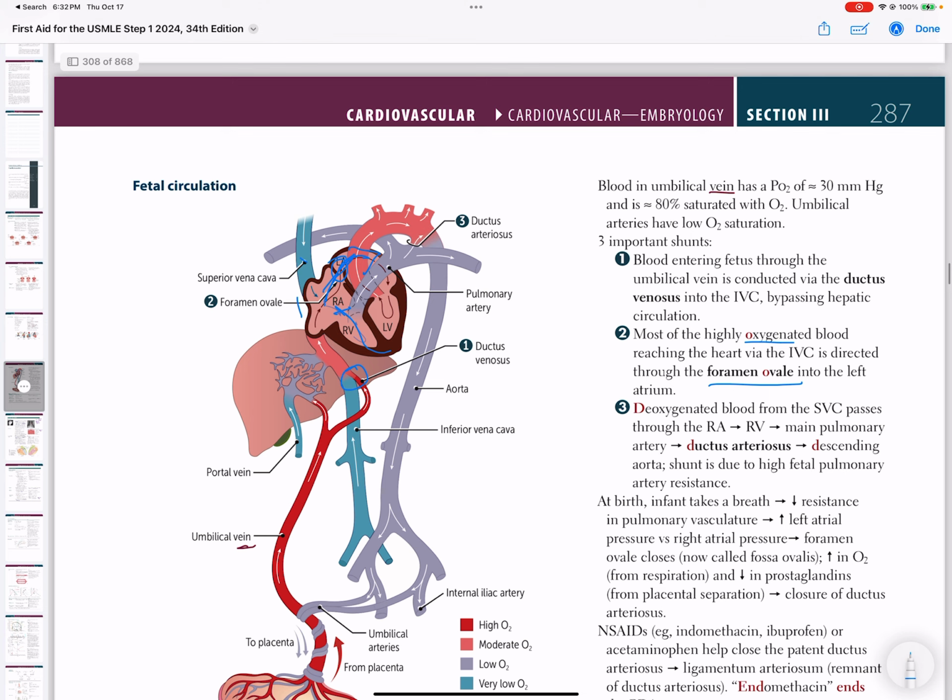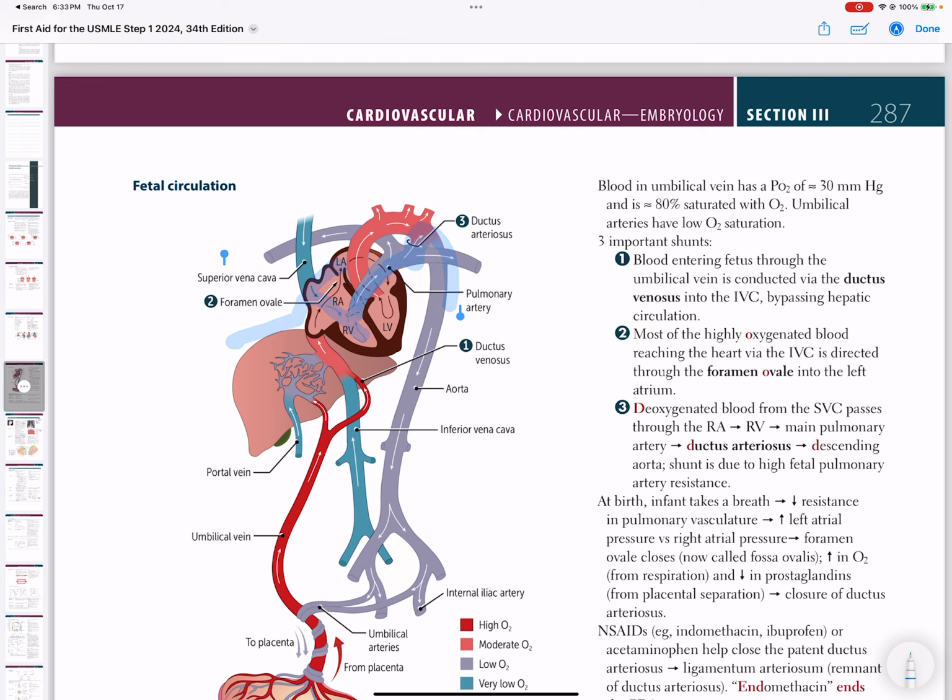Next, the third one is the ductus arteriosus. This is the deoxygenated blood from the SVC. It passes through the right atrium to the right ventricle. It passes through the main pulmonary artery to the ductus arteriosus. So at the descending aorta, there is a shunt over here, that is the ductus arteriosus.